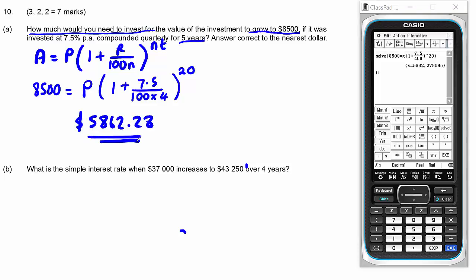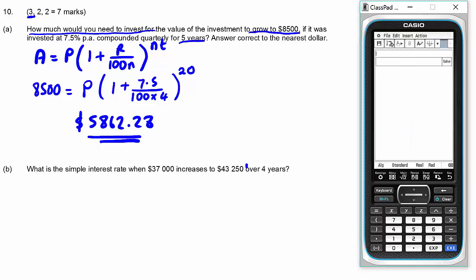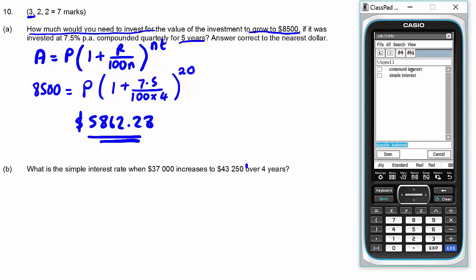Now, of course, this type of question also lends itself to using the activity. Just make sure you write down the formula that you're using, because there's 3 marks here, and you can't have more than 2 if you just write an answer down. So let's go to the activity. And in this case, I'll need to open my activity, so it's the compound interest that we're wanting to open.